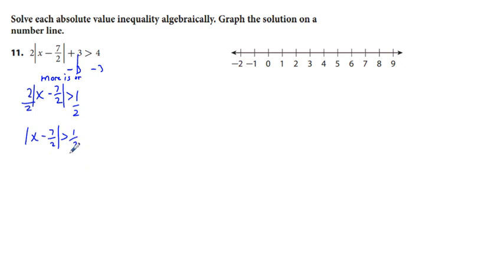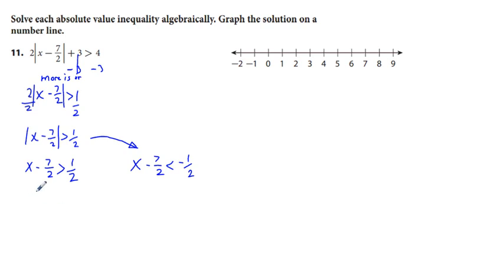And that's going to go in 2 directions. We're going to have x minus 7/2 is greater than 1/2. And then we take the negative version, we're going to have x minus 7/2 is less than negative 1/2. And that's recalling that we have to switch the direction of the inequality symbol when we divide or multiply by a negative number. So we make this a negative 1/2. We switch the direction of the inequality symbol.